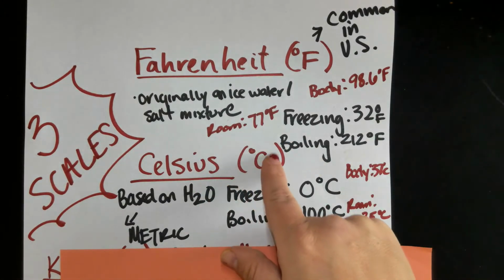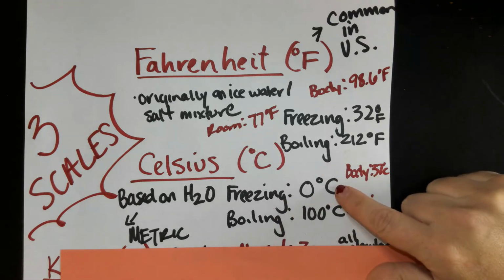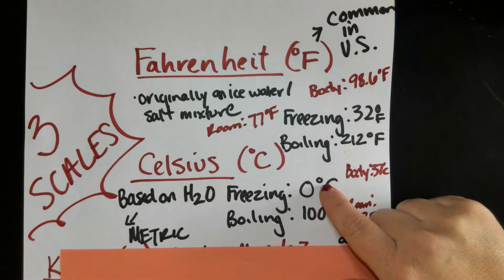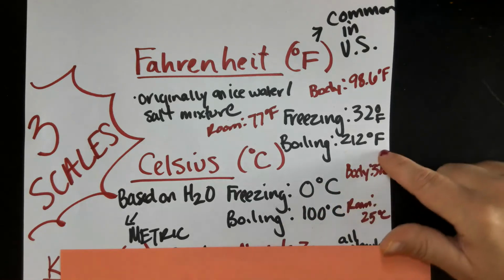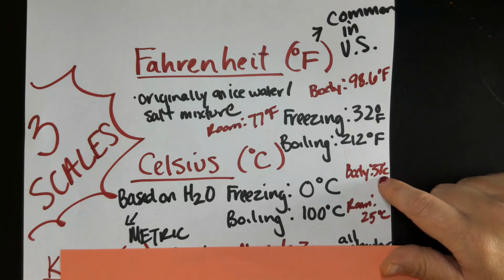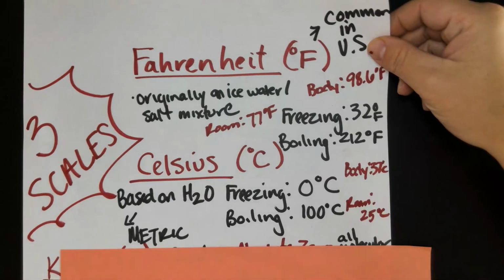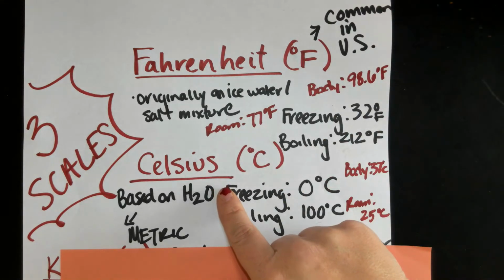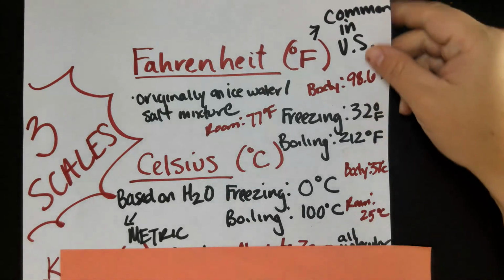Celsius is designated with a C with a little degree mark. This is based on just basic water temperature. There was nothing with salt water. You will see that it varies. The freezing point in Celsius is 0 degrees. The boiling point is 100 degrees Celsius. Average body temperature is 37 degrees Celsius. Room temperature is 25 degrees Celsius. Okay? This is what we commonly use in the metric system. The thermometers that you have in our class measure in degrees Celsius.